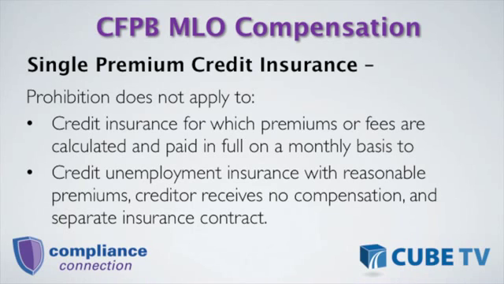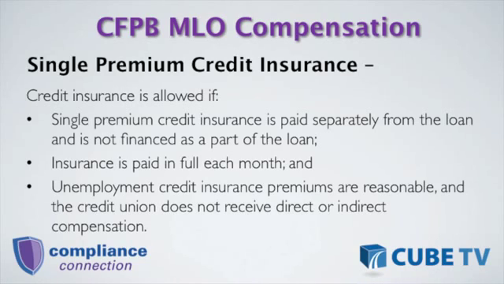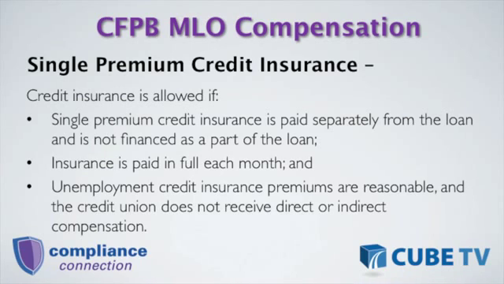The same provision in the rule also states that the prohibition does not apply to credit insurance for which premiums or fees are calculated and paid in full on a monthly basis, or to credit unemployment insurance for which the premiums are reasonable, the creditor receives no compensation, and the premiums are paid based on a separate insurance contract that is not paid to the credit union or an affiliate of the credit union. Basically, this means that credit insurance is allowed in 3 circumstances. First, where the single premium credit insurance is paid separately from the loan and is not financed as a part of the loan. Second, where the insurance is paid in full each month. And third, there is a limited exception for credit unemployment insurance when premiums are reasonable and the credit union does not receive direct or indirect compensation in connection with the insurance premiums.